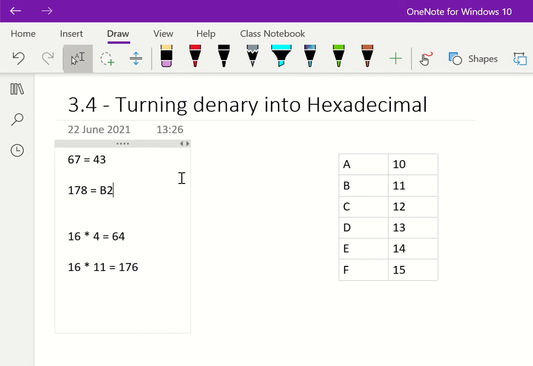If you wanted to test the method and reverse it, you can just turn the hexadecimal back into denary by multiplying the left value by 16 and then adding on the right value. And there we go. So that's how you turn a denary value into hexadecimal.